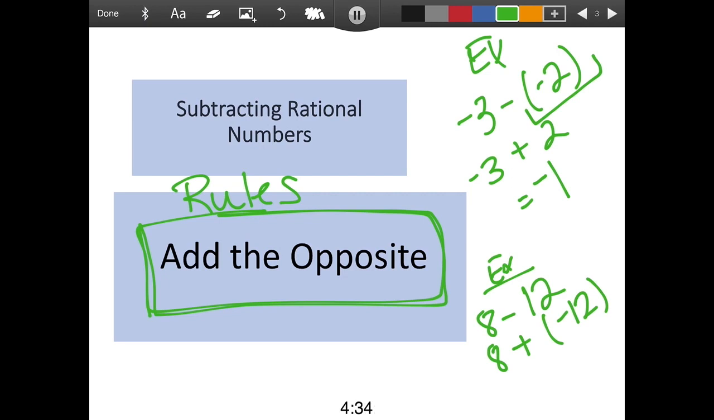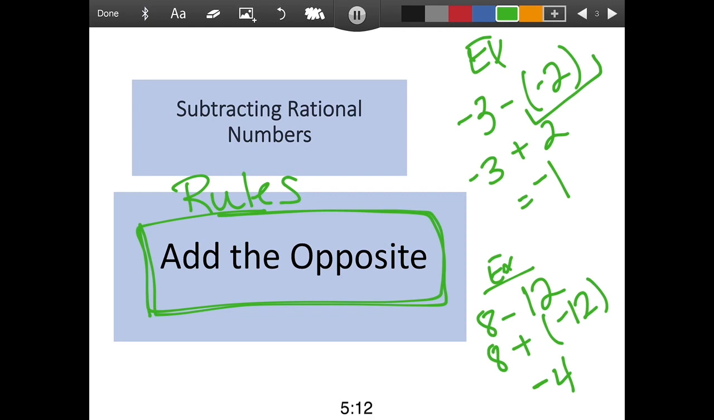Then I'm going to ask myself again, back to those adding rules. Are my signs the same or different? Well, I hope you said they're different. And since they are different, I am going to subtract. So the absolute value of -12 is 12, minus 8 is 4. And then I'm going to take the sign of the greater absolute value. Which number has the greater absolute value? Well, I hope you said -12. If you did, you are correct. So my answer is going to be -4.